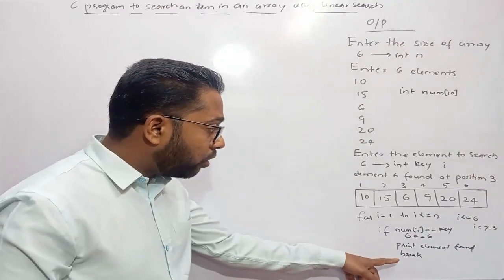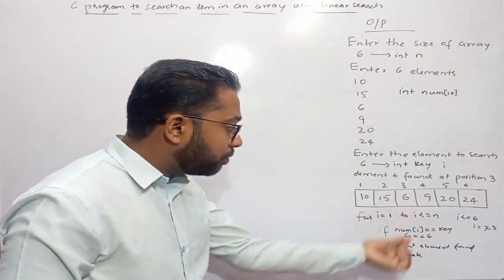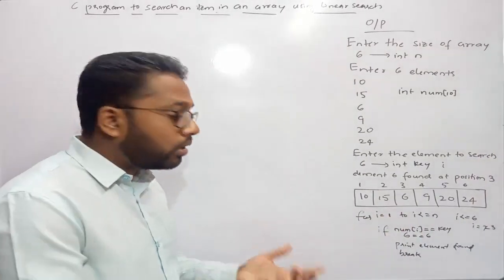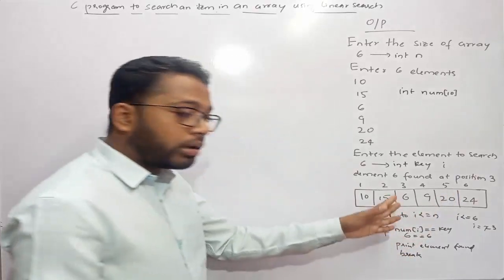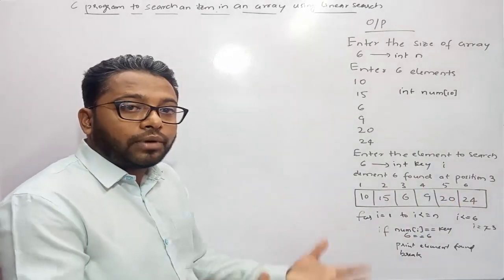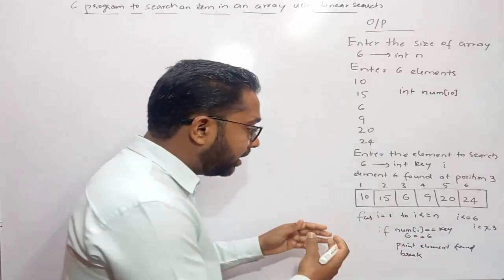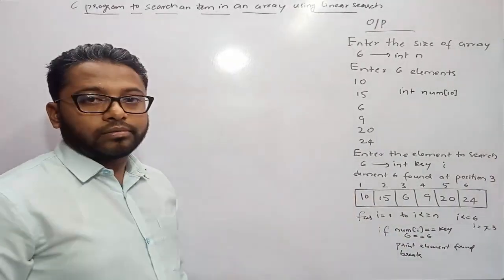and immediately after we print this message, we need to break the for loop. Why do we need to break the for loop? Because here at the third position we have already found the searching item, so there is no need for us to move further to the next locations of this array, because we have already found it. So once we find the item which we are looking for, we just come out from the loop. That's all.